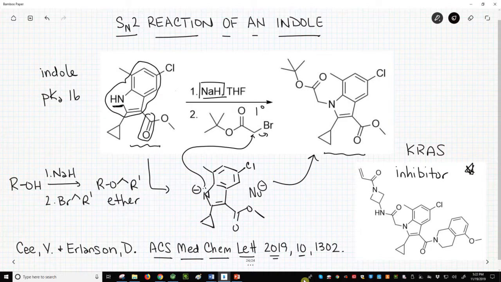In conclusion, the SN2 reaction is a fundamental reaction in undergraduate chemistry classes because it is a vital tool for assembling organic molecules. If you want to learn more about the synthesis of these KRAS inhibitors by scientists at Amgen and Carmot, then check out the reference on this slide or in the video description.